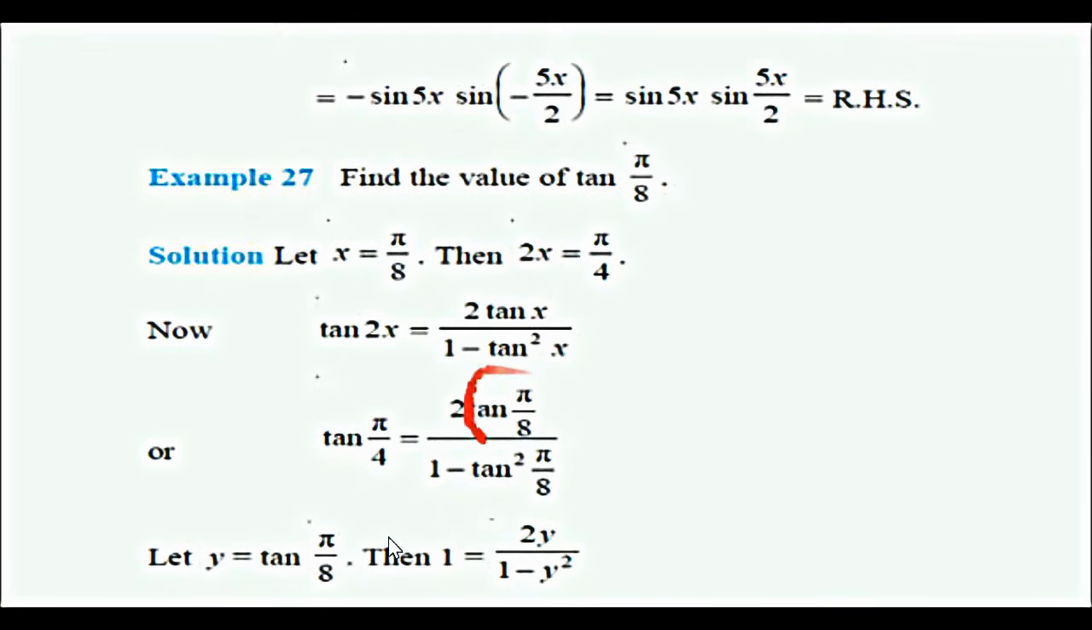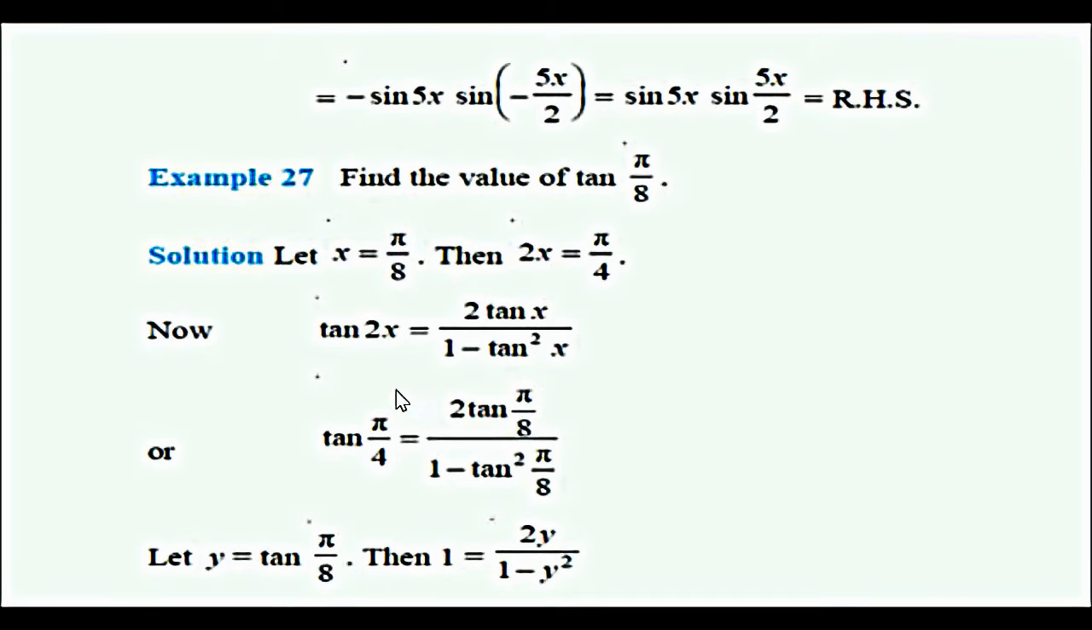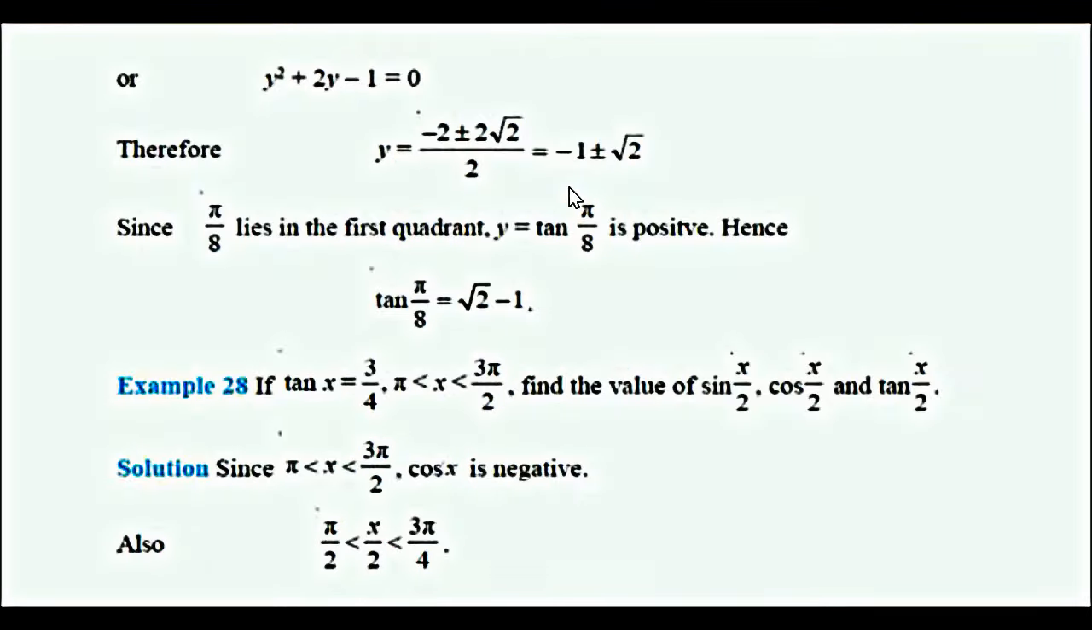What about tan pi by 8? Let us place some value y in it. So you get 2y by 1 minus y square is equal to 1. Ultimately y square plus 2y minus 1 equals 0. Let us solve it for y. And we know that pi by 8 lies in the first quadrant. So y, which is tan pi by 8, has to be positive. We are not going to take the negative value, only the positive value.